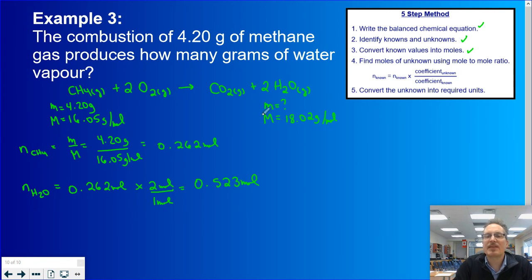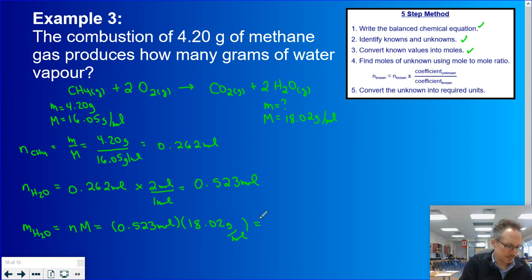Last but not least, we're going to answer the problem. Since the problem wants us to find the mass of water, move the formula around so it's moles times molar mass. We just calculated the moles of H2O to be 0.523. Again, we're going to use our full calculator number. We're going to multiply the molar mass of 18.02 grams per mole. And we're going to put our answer in 3 sig digs. 9.43 grams.